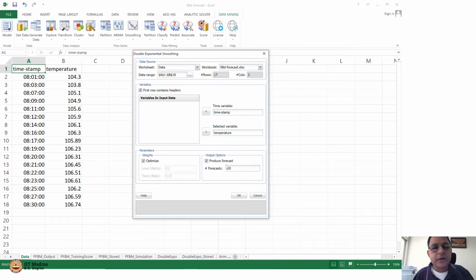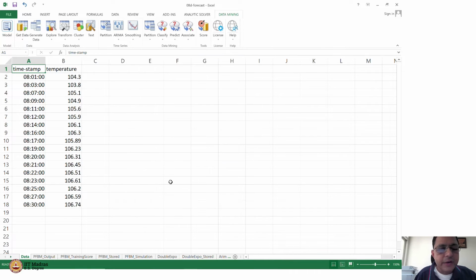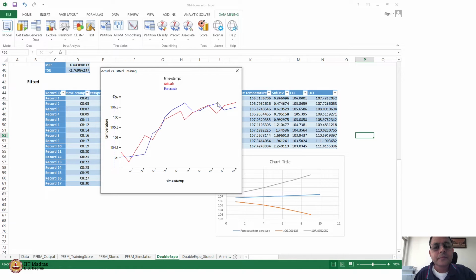it will pop up the double exponential model fitted to the data that is coming from the sensor. The dialog box also has an option for us to decide: should the model forecast future observations? Here we have said yes, I want 10 more forecasts coming from the double exponential model. So let me show you that sheet. This is the double exponential model fitted to the data.